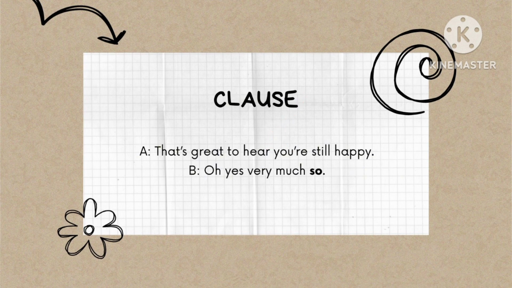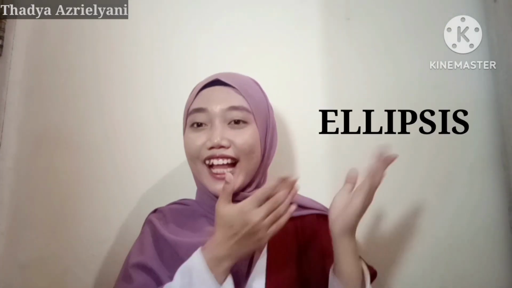Next, an item may also substitute for a clause. In the following example, "so" substitutes for the clause "you are still happy." Next, ellipsis. With ellipsis, some essential element is omitted from the text and can be recovered from a preceding element in the text.